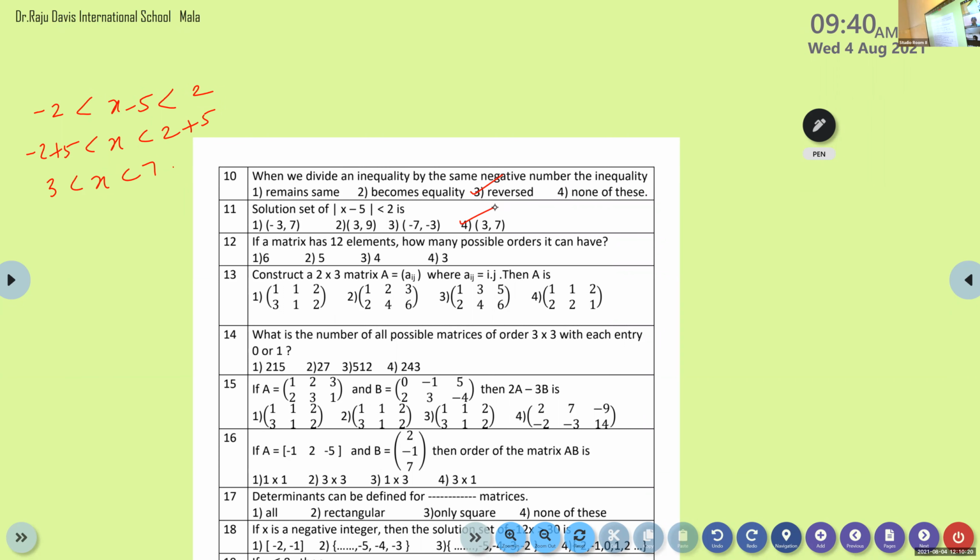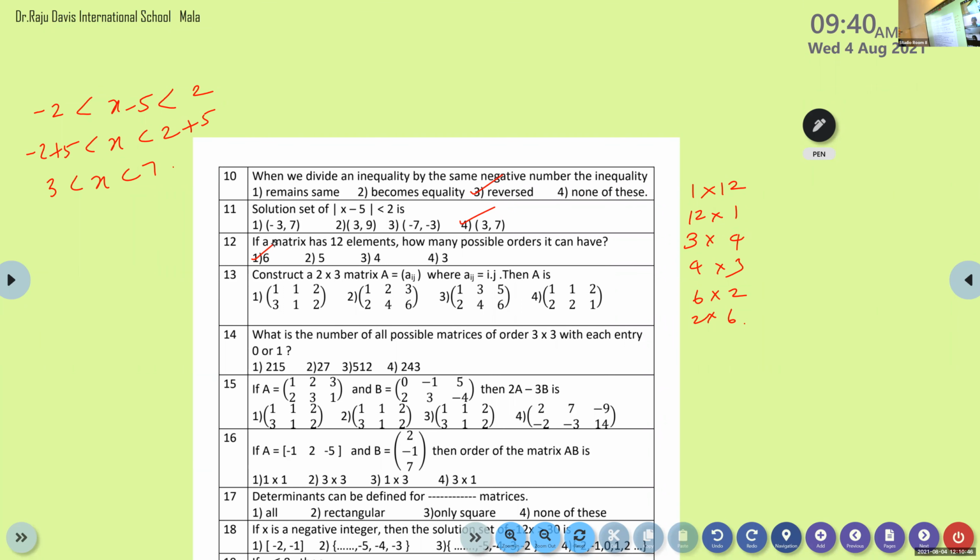Next one. A matrix has 12 elements. How many possible orders can it have? 12 elements means, what are the possible orders? 1 by 12, 12 by 1, 3 by 4, 4 by 3, then 2 by 6, 6 by 2. What is the answer? It is 6.